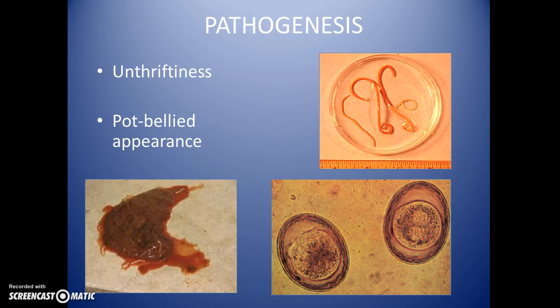Now, the pathogenesis of this particular parasite, you may have an animal experience unthriftiness and also that pot-bellied appearance again. Now, if you're not sure what unthriftiness means, it's basically a failure to grow or put on weight, even when that animal is fed quality feed in adequate amounts. So even though they're being fed enough and getting really good food with lots of nutrition in it to help them grow, they're just not growing or developing at the rate a normal puppy, kitten, or animal would in general. That's what unthriftiness is.